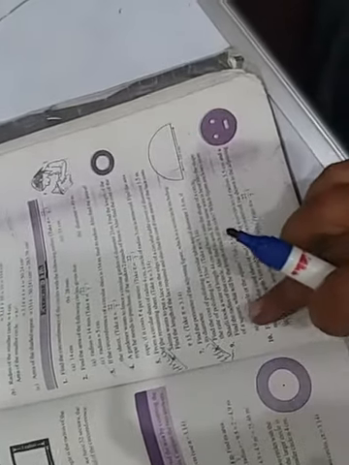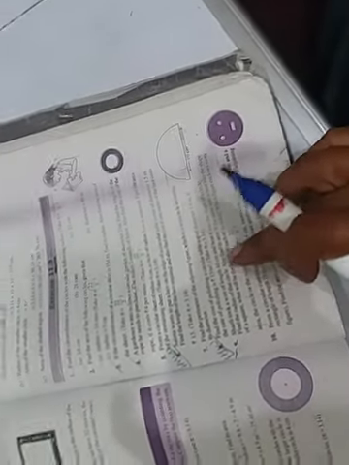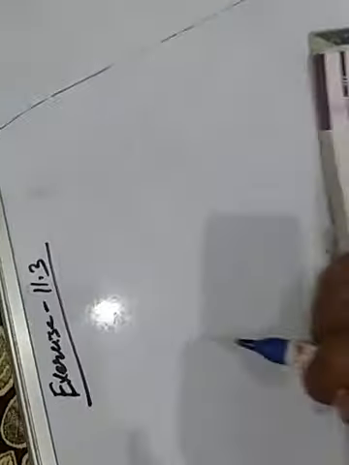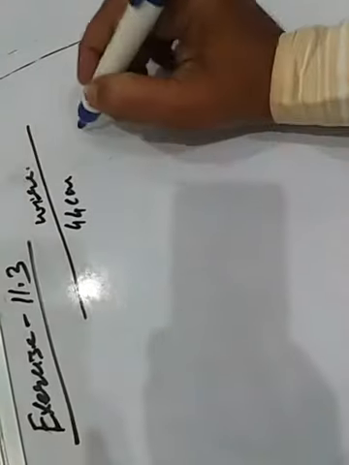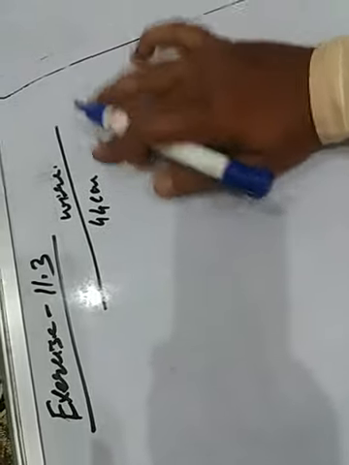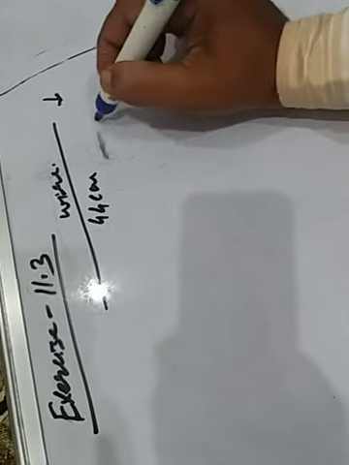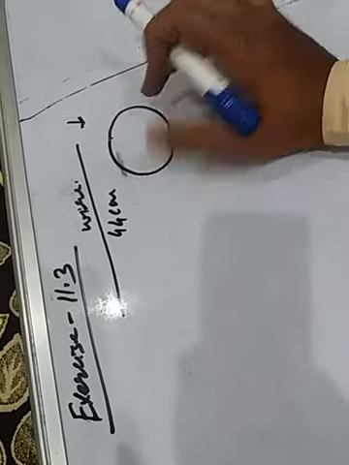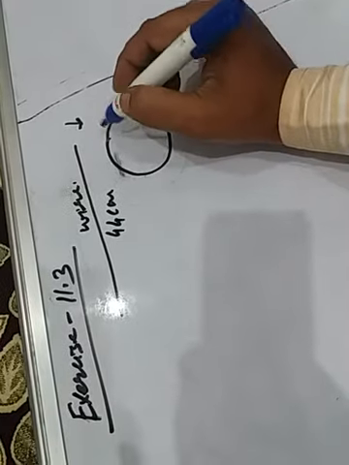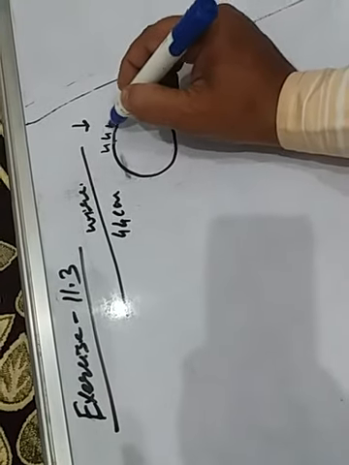Okay, children. Now Shajli took a wire of length... One wire is there. The wire is like this, children. This is a wire of 44 centimeter. Now this wire is bent into the shape of a circle. So the length of the wire and the circumference of the circle will be the same, that is also 44 centimeter.